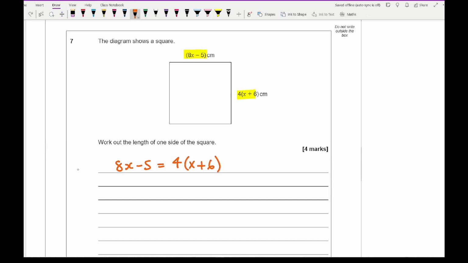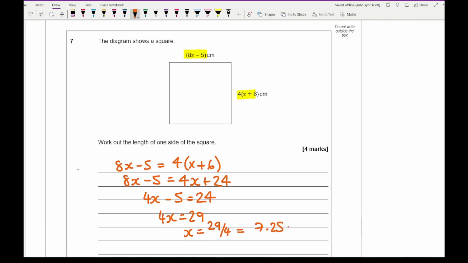Now I need to solve this to try and find the value of x, so I expand the brackets, in which I get 4x plus 24. Take the 4x over to the other side, or take away 4x from both sides, and then take the 5 over, so I end up with 4x equals 29. So x equals 29 over 4, which gives me 7.25.